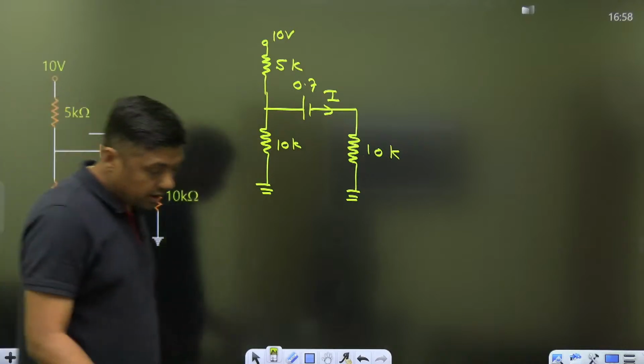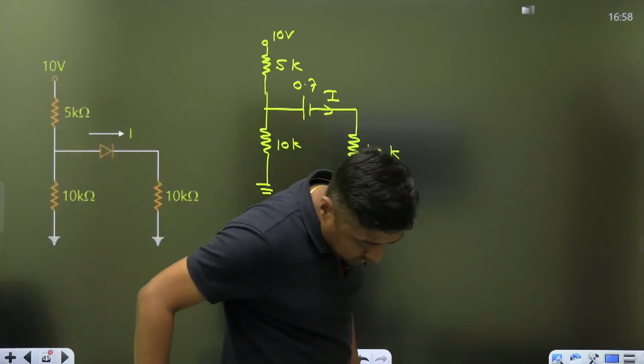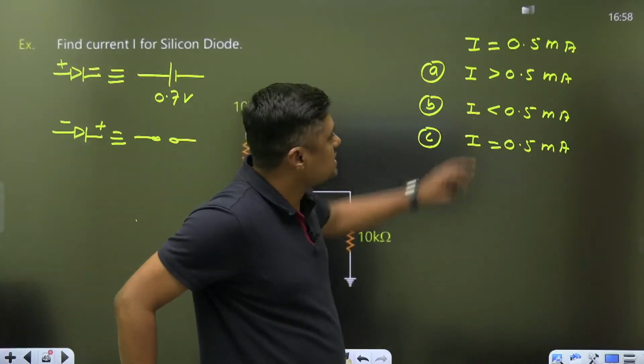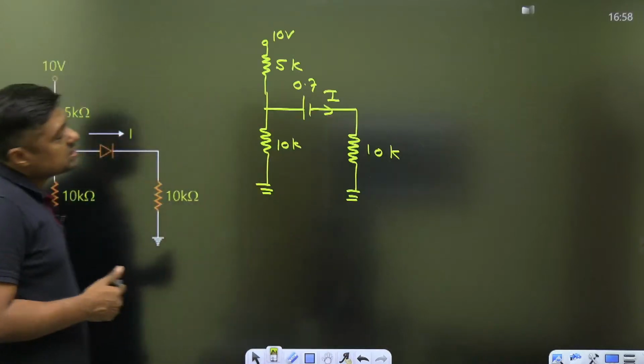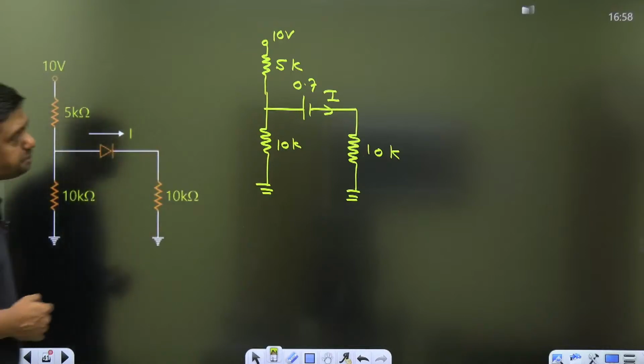One student has given the answer. Akhil B: current decreases, less than 0.5 milliampere. Yes. Now we will check what less than 0.5 milliampere means.